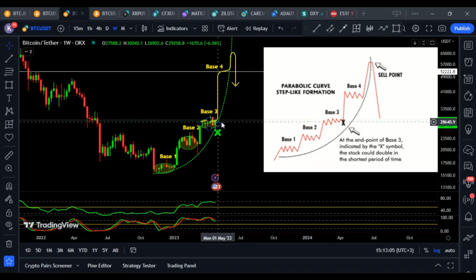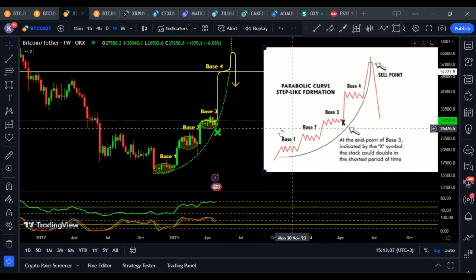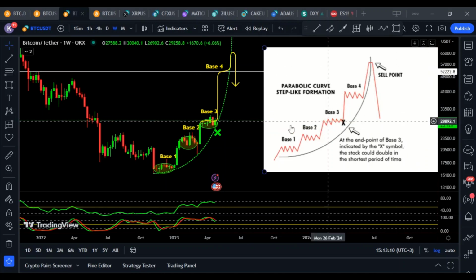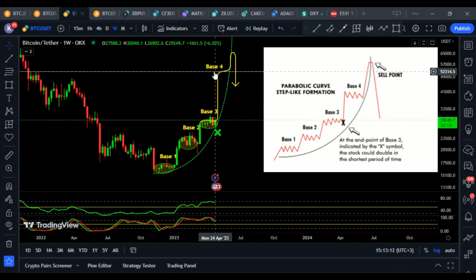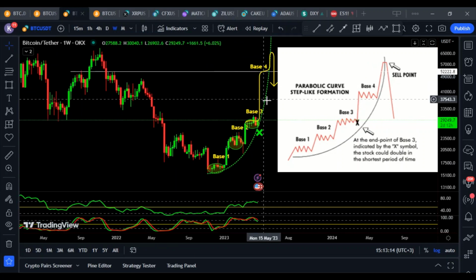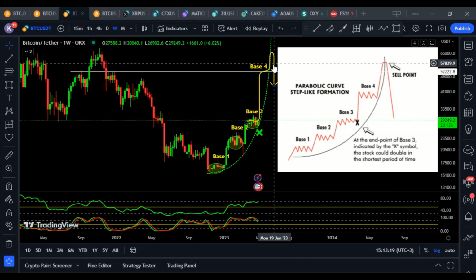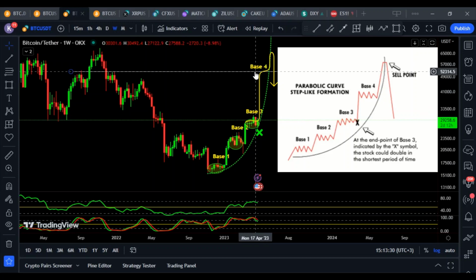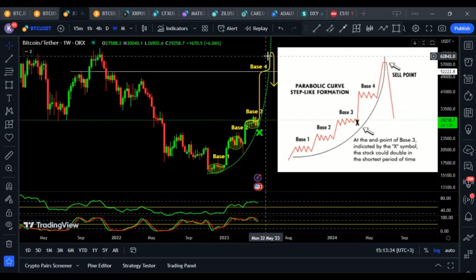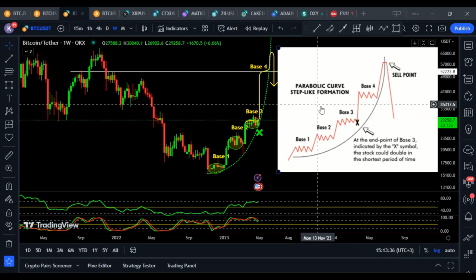So doubling in the shortest period of time from 29,200 would lead us to around the $50,000 area. But what zones do we have on the 50,000? And that would be base 4. And from there, if that happens, of course, if we applied what we spoke about earlier, if we broke the golden pocket, then that would be a place where we start to rethink the end of this move, and a short-term sell point would approach, of course.